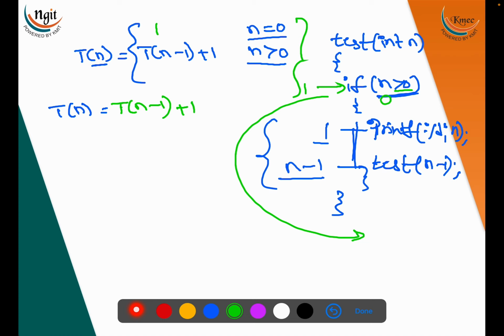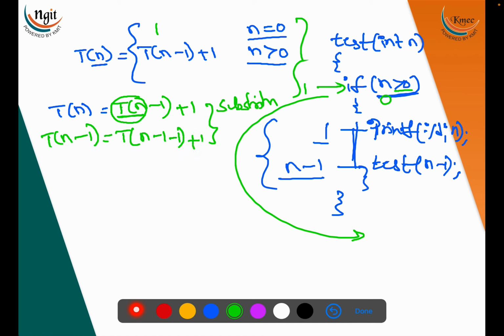So now, if T of n is T of n minus 1 plus 1, what about T of n minus 1? So, apply the substitution method. Now, you can see here T of n, right? In the place of this T of n, substitute n minus 1. N minus 1 minus 1 plus 1. That becomes T of n minus 2 plus 1. And whose value is this? T of n minus 1 value.